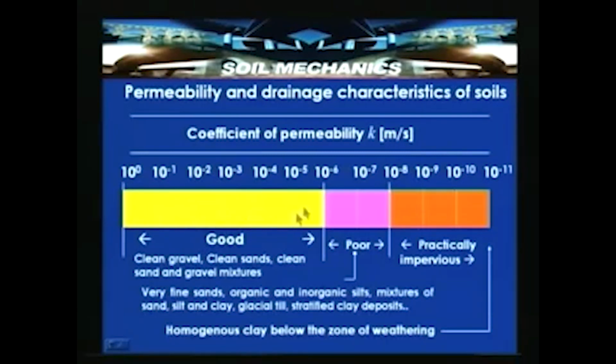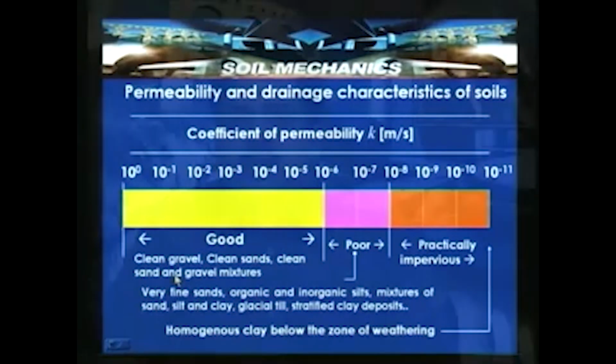One can see the suitability as a good drainage material decreases in this direction. It is poor in the region from 10 to the power of minus 6 to 10 to the power of minus 8 meter per second, and practically impervious from 10 to the power of minus 8 to 10 to the power of minus 11 meter per second. The soils that come in the good drainage zone are clean gravels, clean sands, or clean sand with gravel mixtures. So, clean gravel, clean sand, and their mixtures can be qualified, to some extent, as a good drainage material.